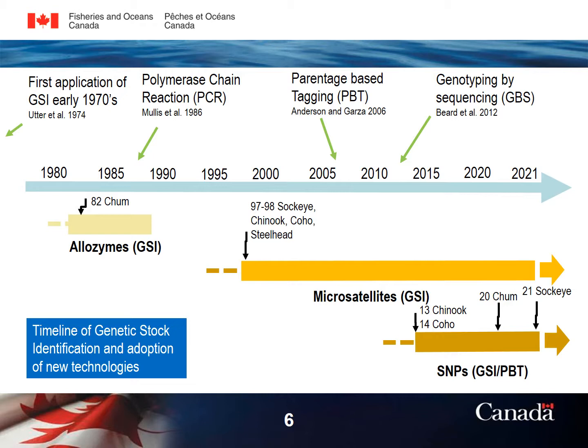But by 2012, technology advanced further, allowing whole genome sequencing in a fraction of the time it took previously. We can now genotype by sequencing using SNP markers, which allowed us to start in 2013 and 2014 PBTing for Chinook and coho. GSI using SNPs for chum started in 2020 and for sockeye in 2021.